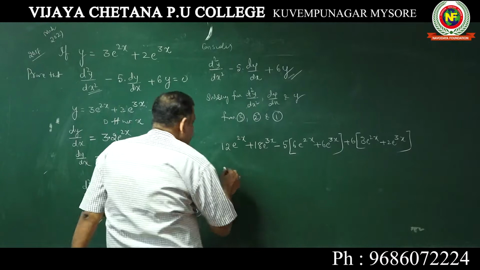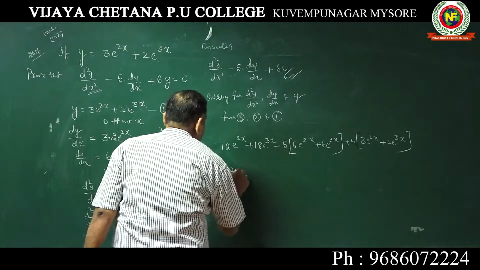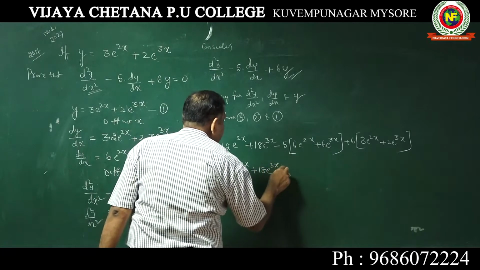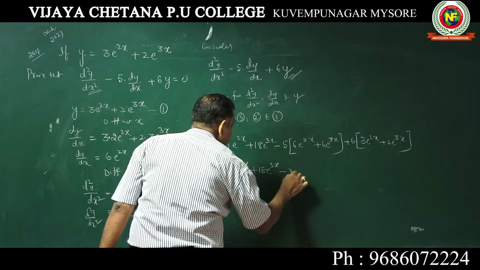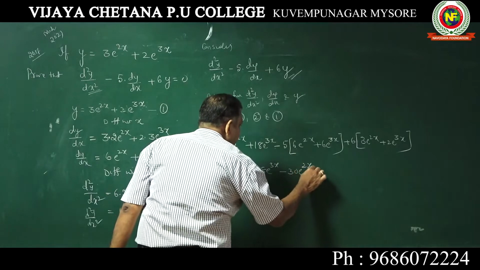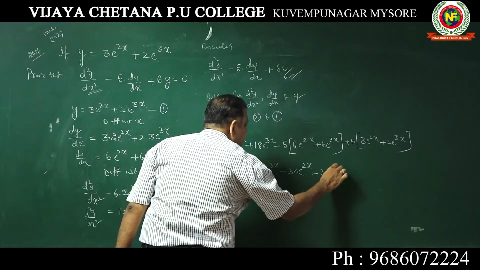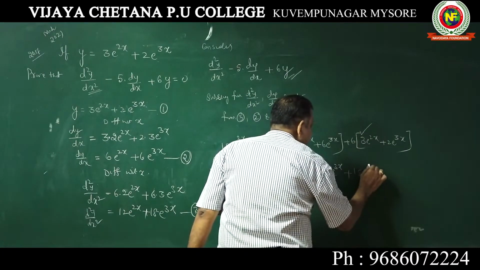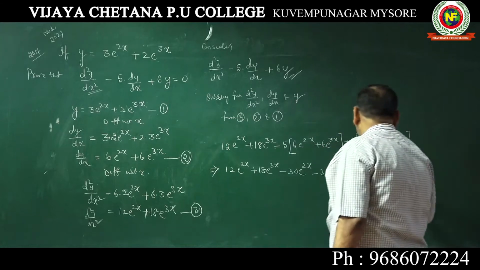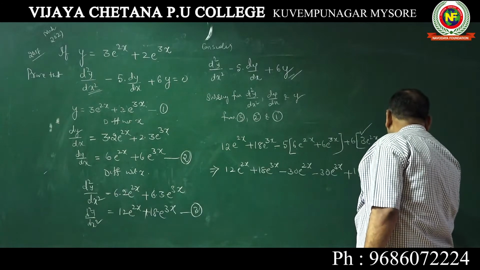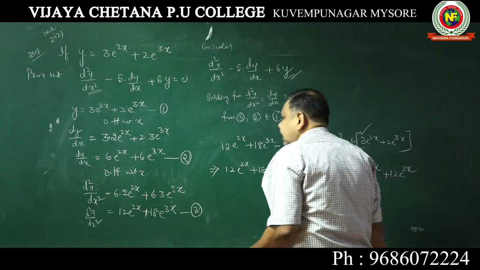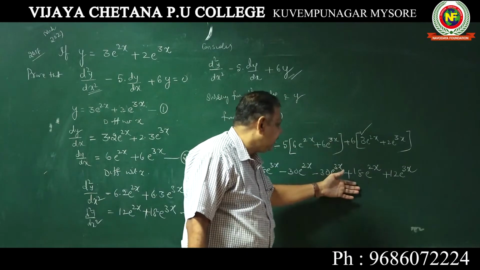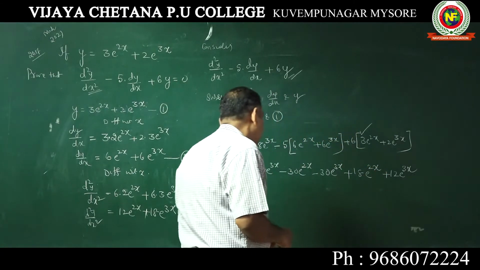Now simplify this. 12 e to the power of 2x plus 18 e to the power of 3x minus 30 e to the power of 2x minus 30 e to the power of 3x plus 6 times 3, 18 e to the power of 2x, then 6 times 2, 12 e to the power of 3x. What I have done is I have just multiplied by 5 and by 6: 6 threes are 18, 6 twos are 12.